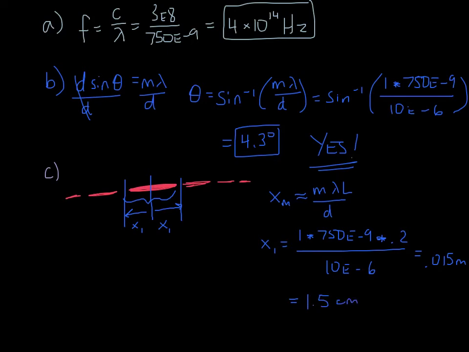centimeters. Now keep in mind, what we found is just this distance x1, which is half of the width of the central maximum. We want the whole thing, so we just want to take that 1.5 and double it. So we can just say that the width of this whole thing is 1.5 times 2, or 3 centimeters.